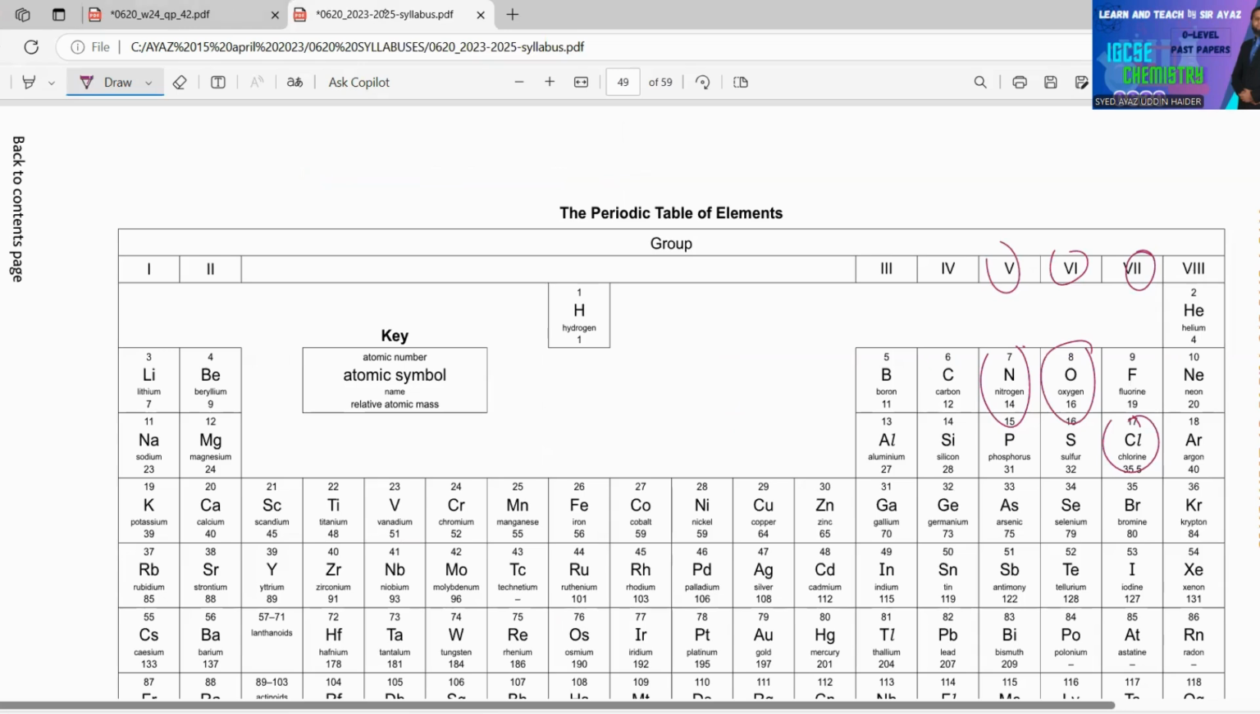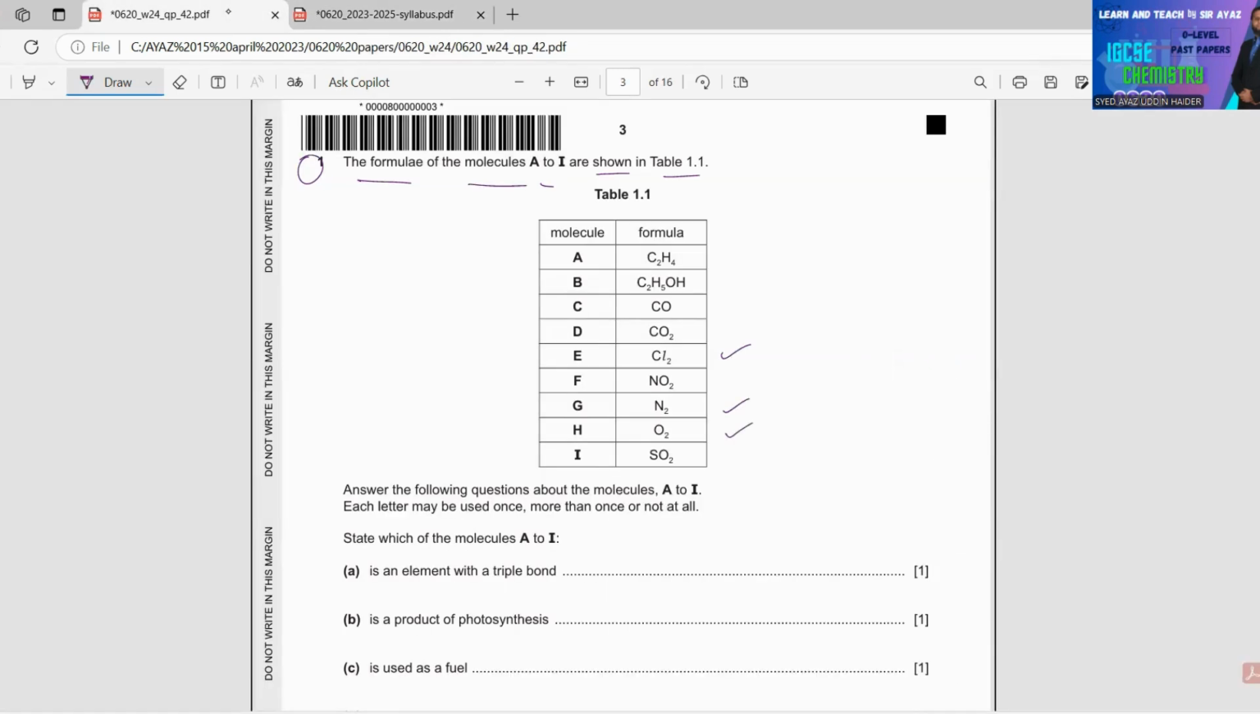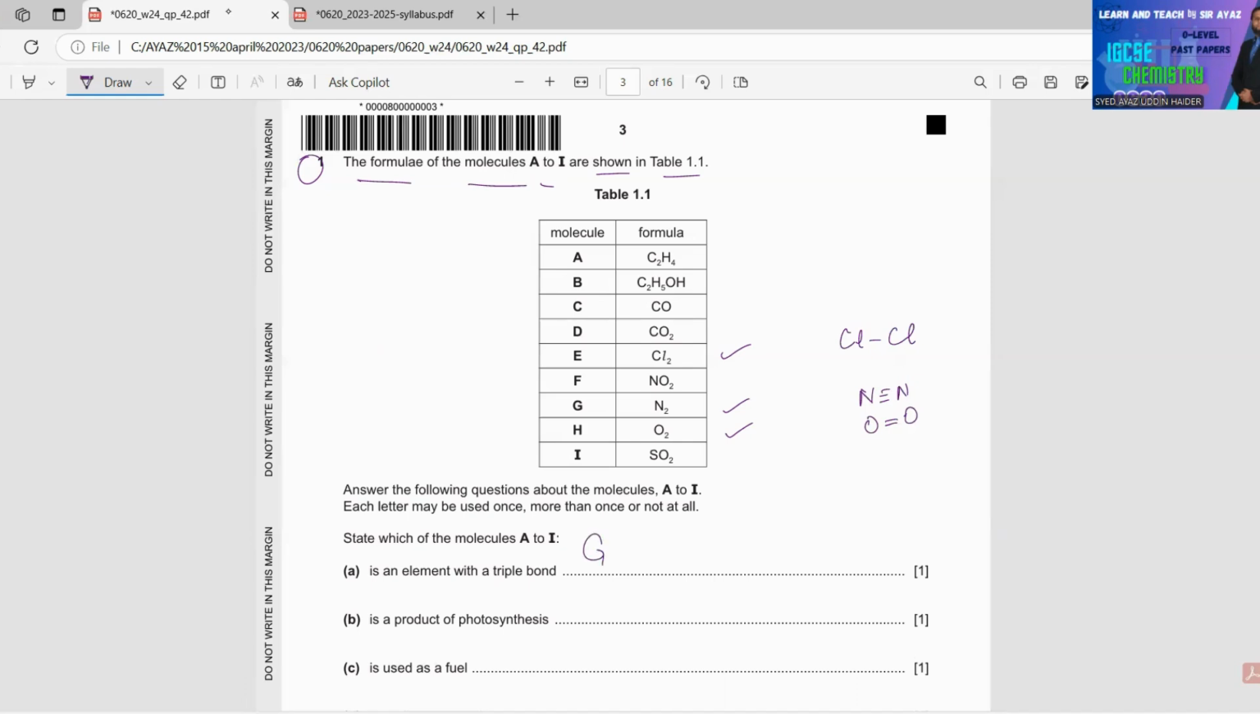So chlorine needing 1 electron to complete its valence shell will definitely form a single bond like this. Two chlorine atoms will form a single bond, and I'm showing the one pair of electrons shared between these two chlorine atoms. For nitrogen, both need 3 electrons to complete their valence shell, so both will share 3 electrons. So they are going to form N triple bond N. What about oxygen? Oxygen is in group 6, they need 2 electrons, so they will share 2 electrons coming from each atom, so they will form O double bond O. So G must be the correct answer for part A.